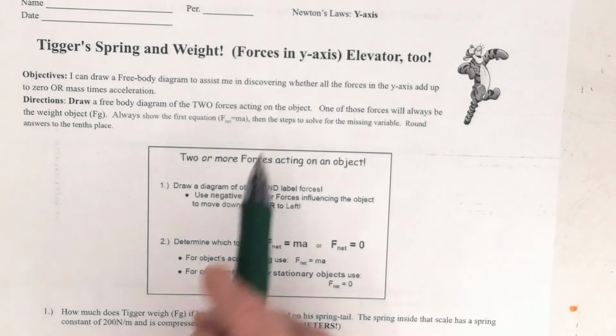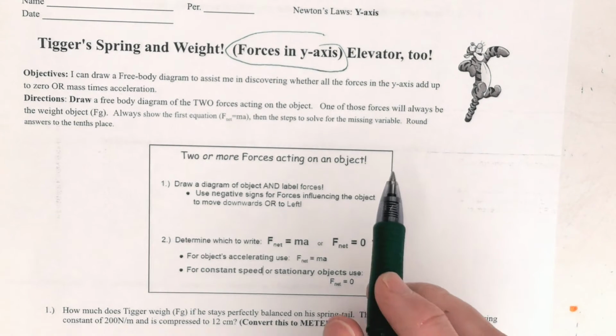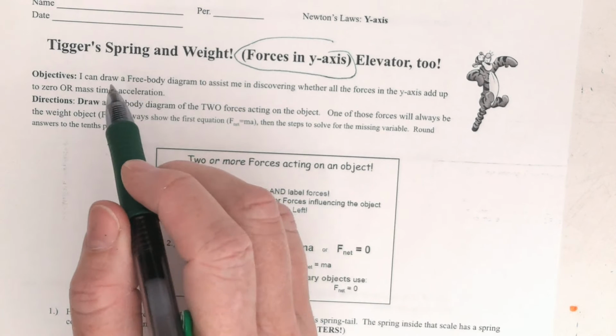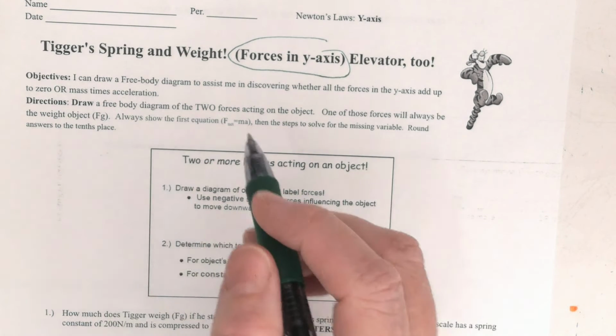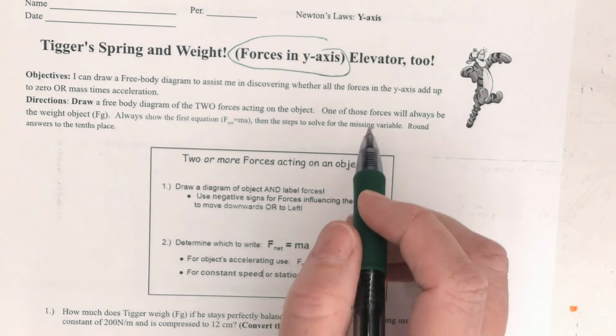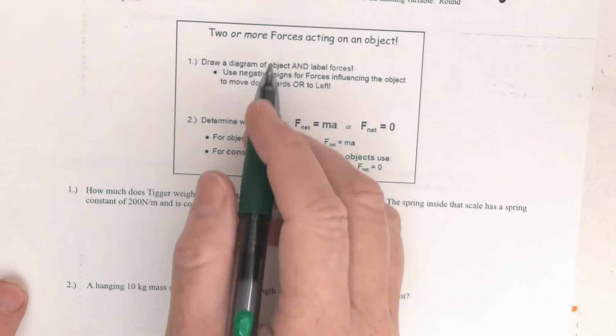Okay, we're going to learn about forces in the y-axis. There's a couple of them that we're going to be studying. You're going to be able to draw a free body diagram, label the forces, and then solve for missing variables. All right. Follow the directions, draw a diagram.